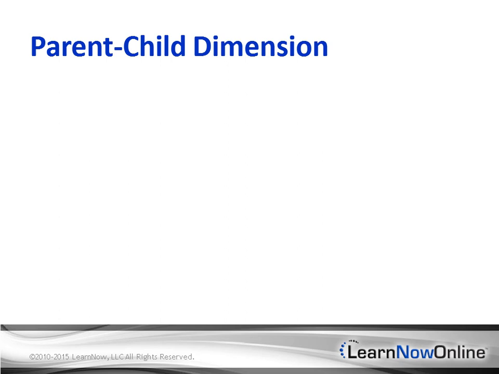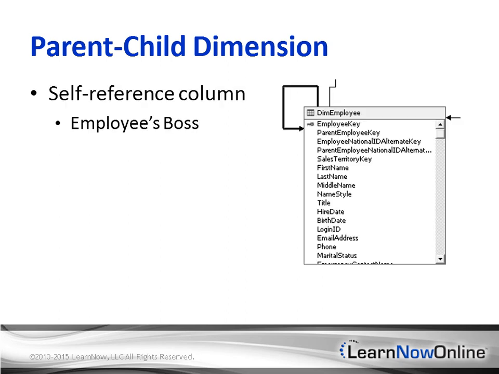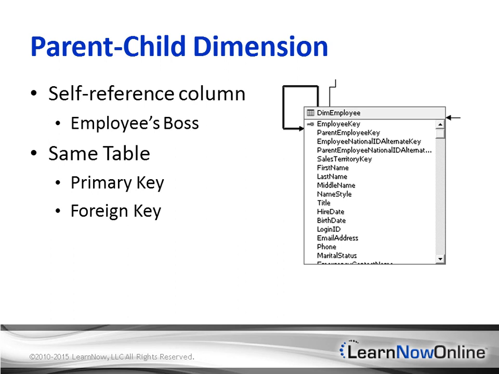The parent-child dimension. A parent-child relationship in a dimension table is a self-referencing column. Every employee has a boss except the boss, but the boss is also an employee. The relationship and columns are in the same table. This table must contain a primary key to be the key for the employee and a foreign key to be the parent employee key. The diagram to the right shows the employee key as the primary key and a relationship to the foreign key, which is parent employee key.